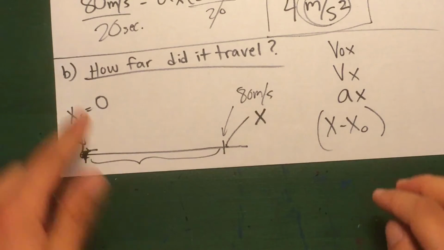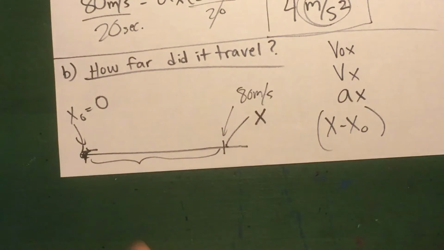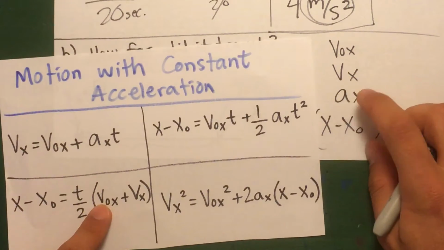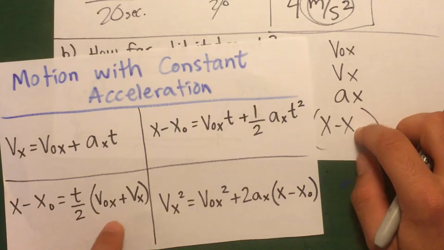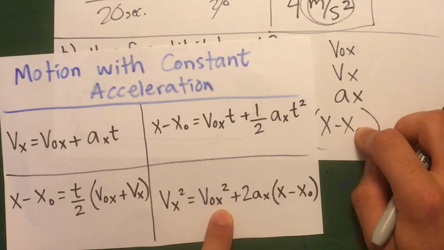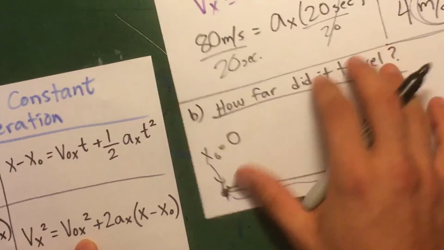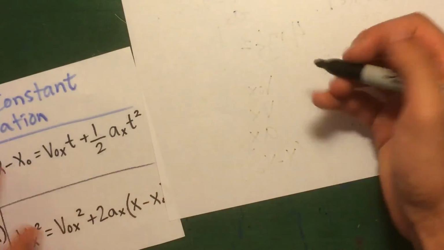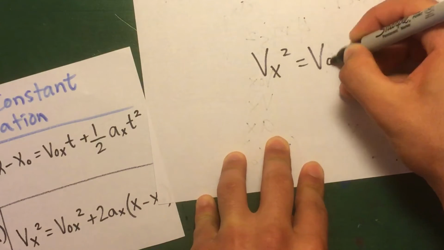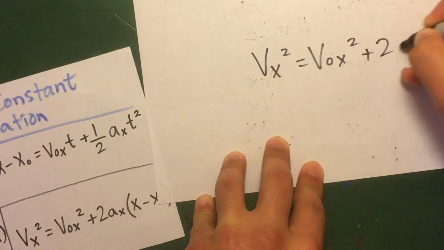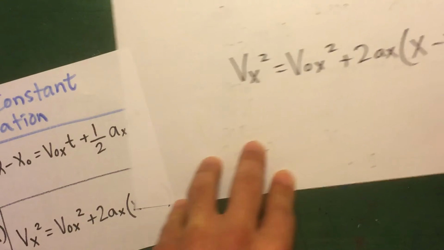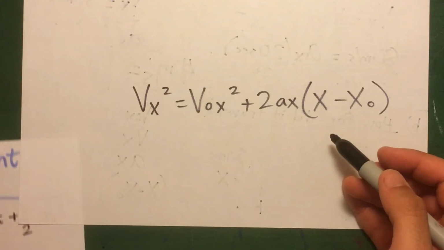So we could use one of these 4 equations where it has v0x, vx, ax and x minus x0. So it's going to be this equation. I'm running out of space. So we could use the fourth one. Vx squared is equal to v0x squared plus 2ax times x minus x0, like that.